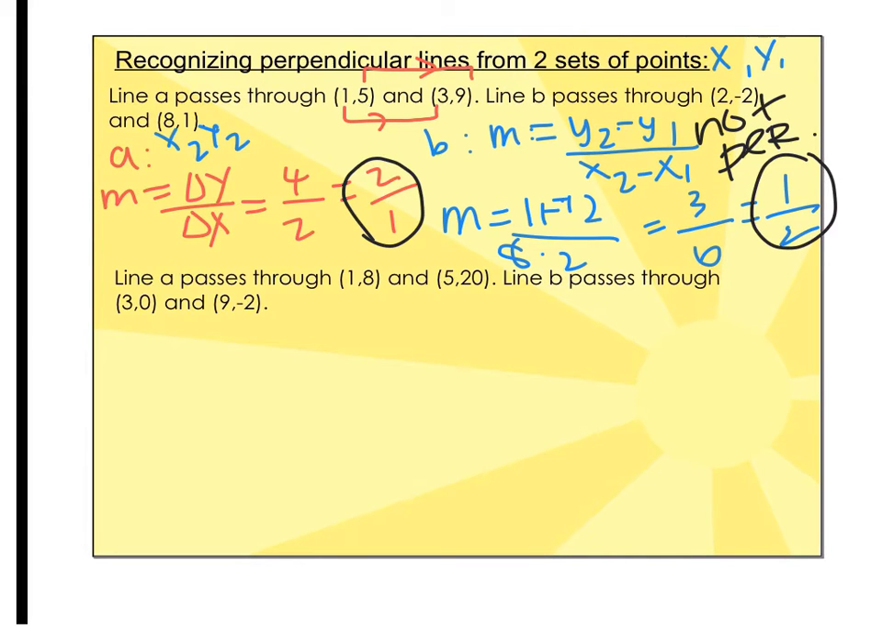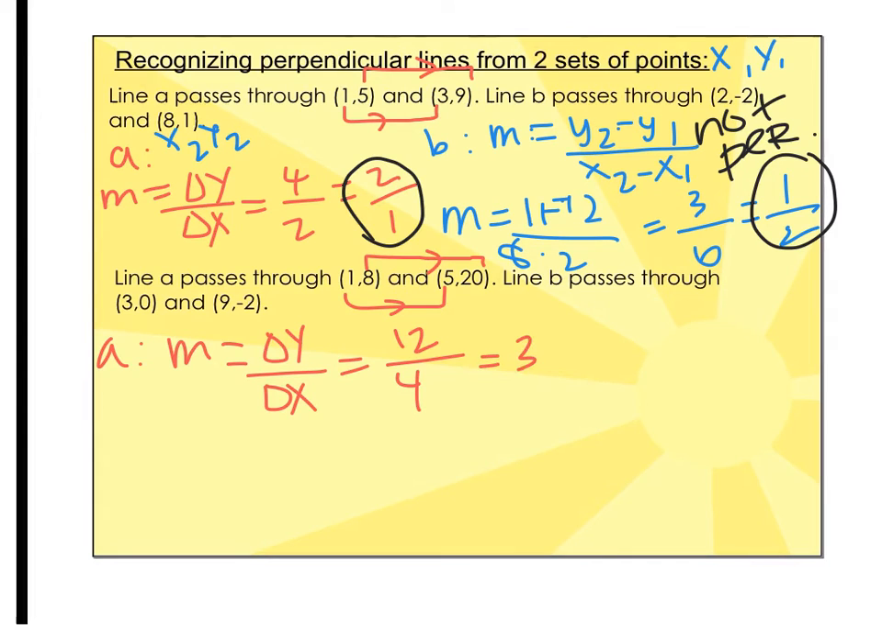You can write it out on your sheet where you have a little bit more room. Let's try the next one. So again, let's do line A. My slope would be change in y over change in x. So 8 to 20, well, that would be going up 12. 1 to 5, I have to go up positive 4, so my slope is 3.